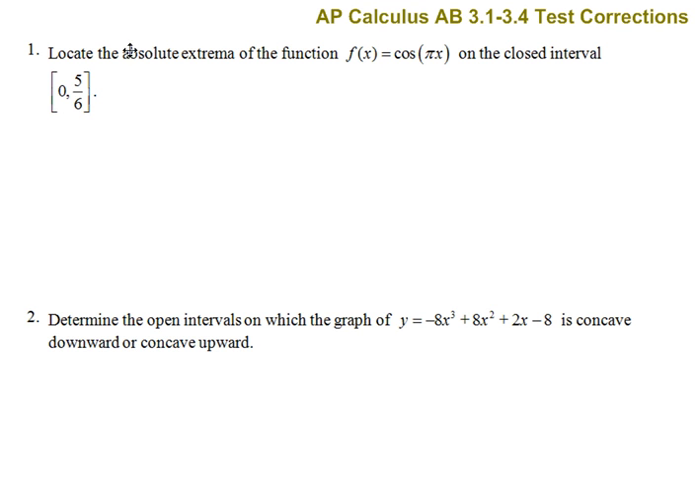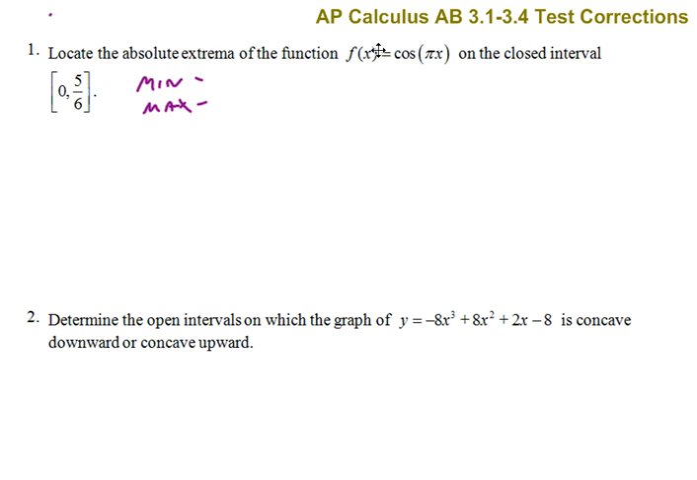Problem number 1, so we want to find the absolute extrema of our function cosine of pi x on this particular closed interval. The absolute extrema means that we should find two answers. We should find a min and a max. So that's what we're going to be finding. We're going to be finding two answers on this interval. What's the highest and what's the lowest point on our graph right here?